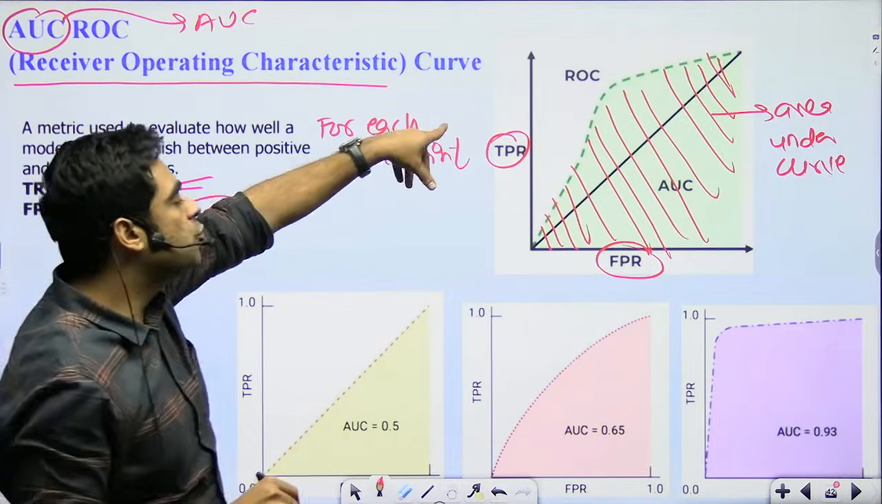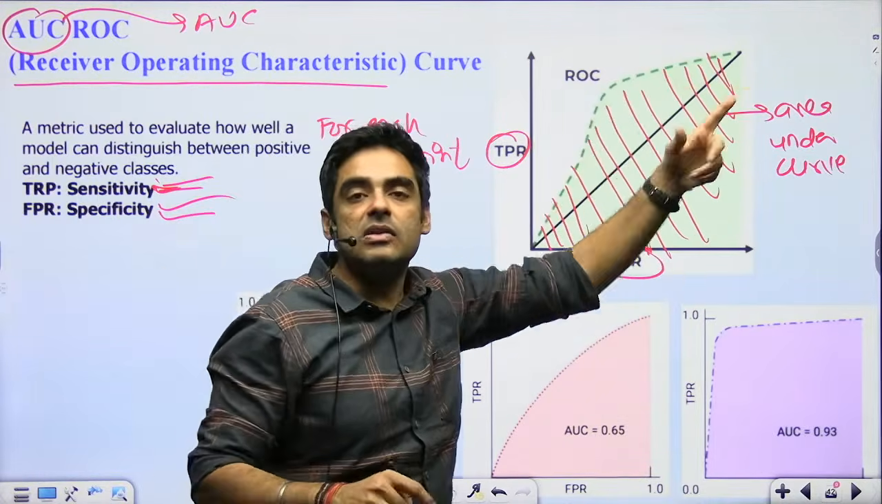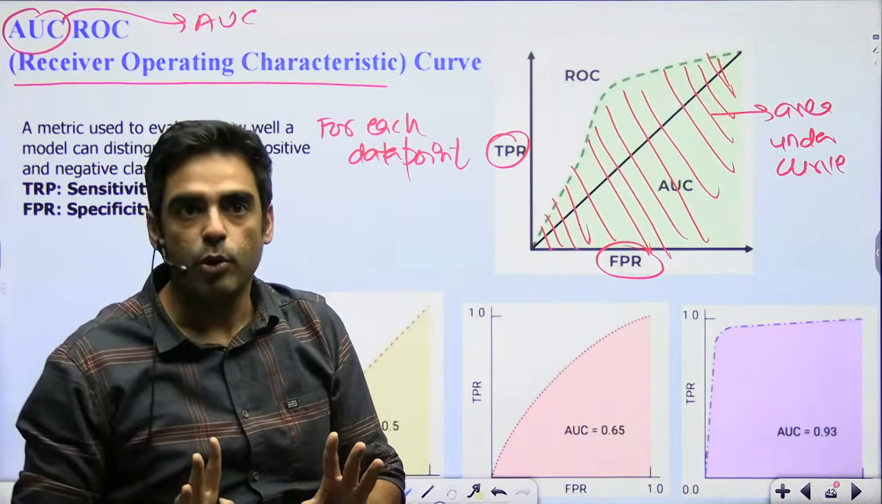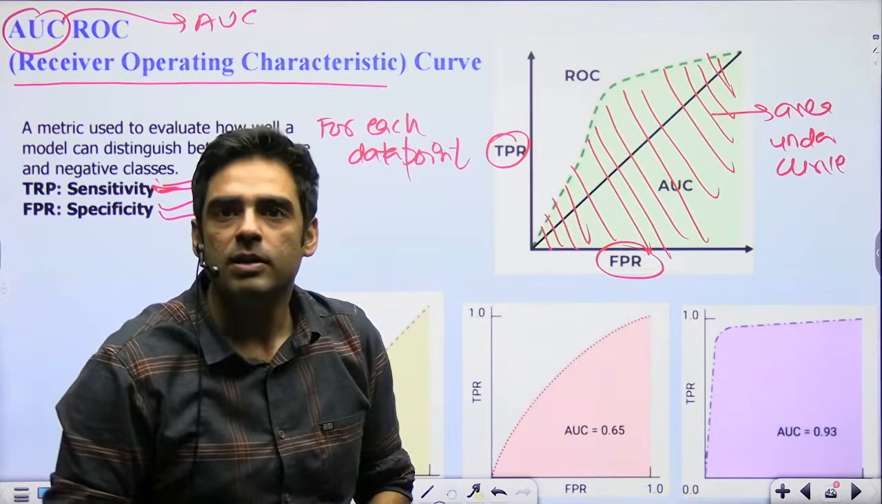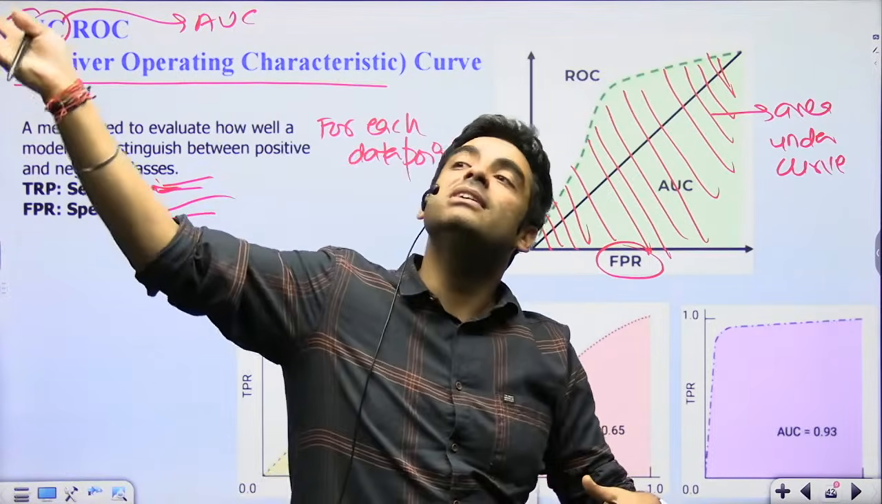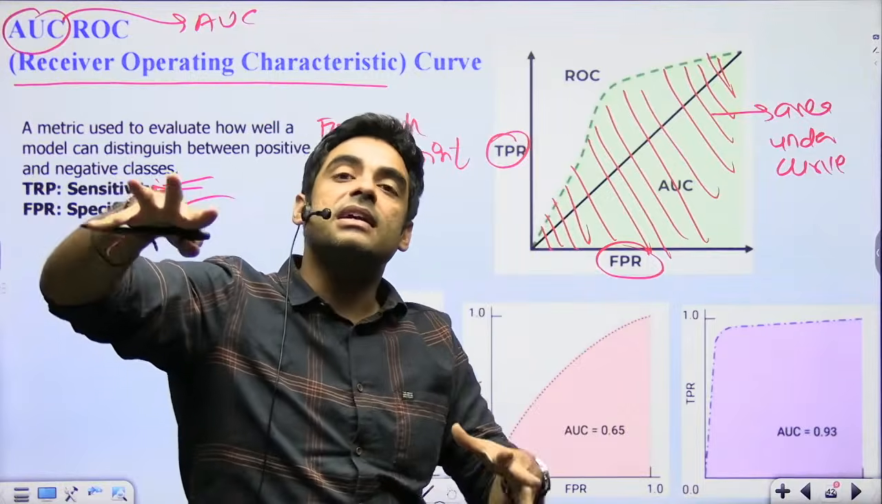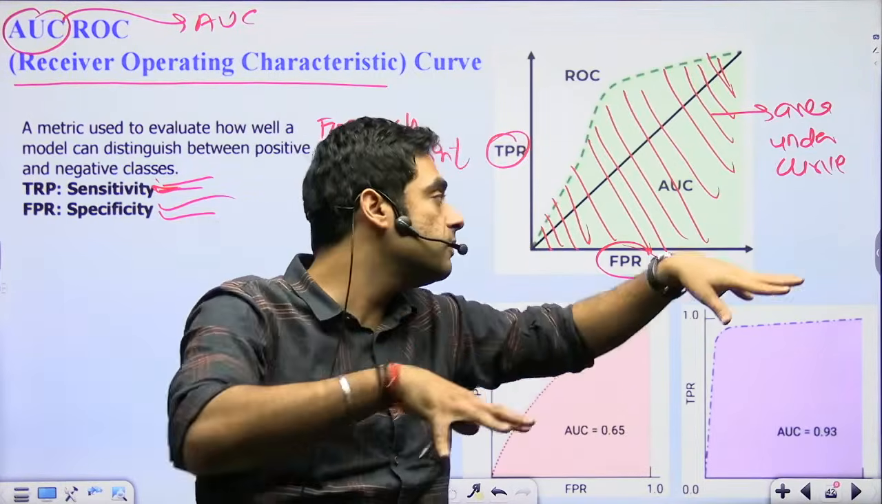A graph is drawn between true positive rate and false positive rate, and the more the area, the more reliable my model is. Okay, I hope you understand reliability. What is reliability? What do we call reliability in Hindi? Reliability means how trustworthy it is, meaning how many correct answers it has given previously, how good the predictions of this model were.